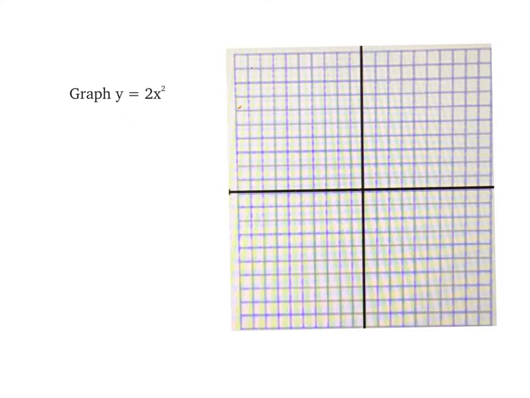Okay, we'll graph another one here. It says graph y equals 2x squared. Remember we talked about this a while back. The number in the front means it's a vertical stretch by 2. There's no shifting in here, no left, right, up, down, so my vertex is still at 0, 0.